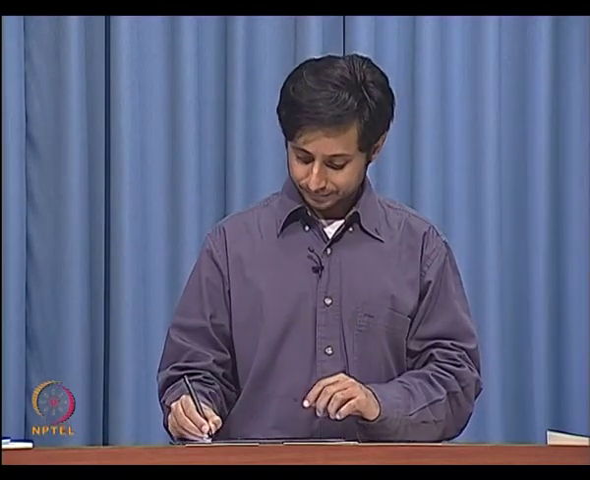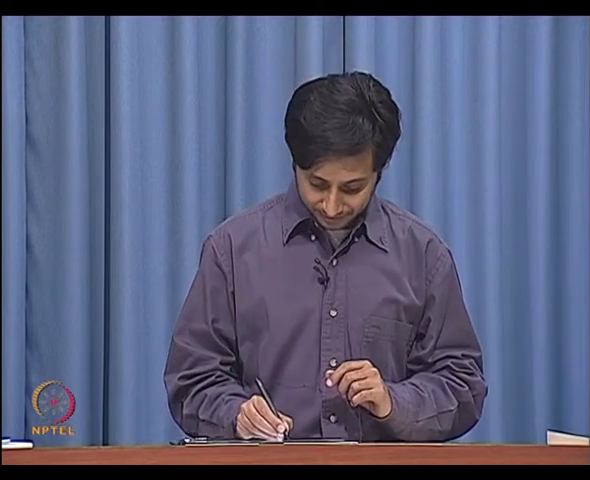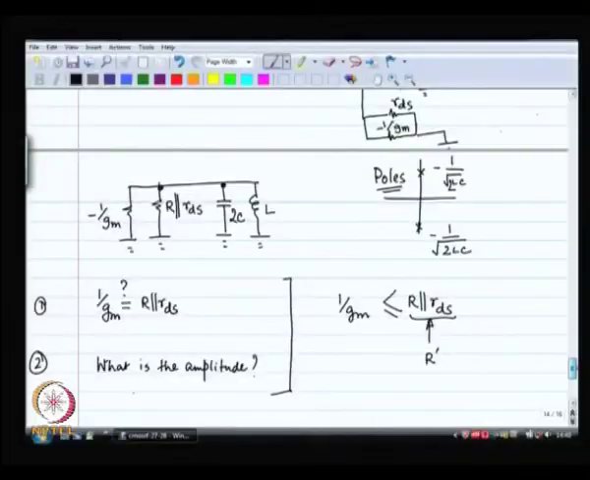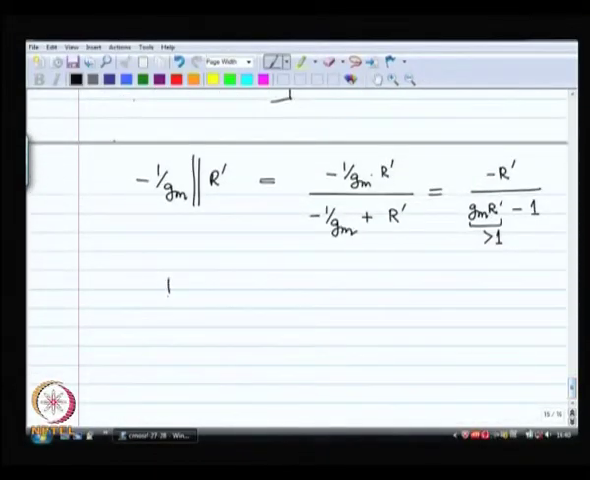Some negative resistance is what I have got. So, what I am going to do is make this GM times R prime much larger than 1. As a result, I am going to have a net negative resistor. So, that means that my small signal picture is going to look like this, small signal differential picture. Let us call this entire thing R double prime.